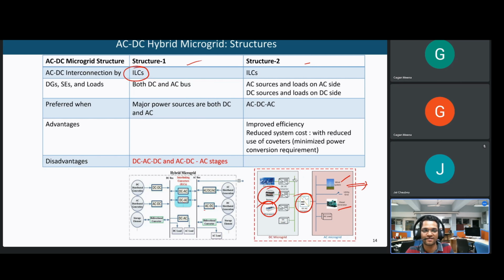Correct? Yes, correct. For structure 2, we will need a lot of planning. Accordingly, we have to design. You are correct. For structure 1, not much planning is required. You can integrate distributed generations as per generation. That is why this structure 1 is preferred when the major sources of power have both AC and DC. Here, if AC is more, we can go for this type of configuration.